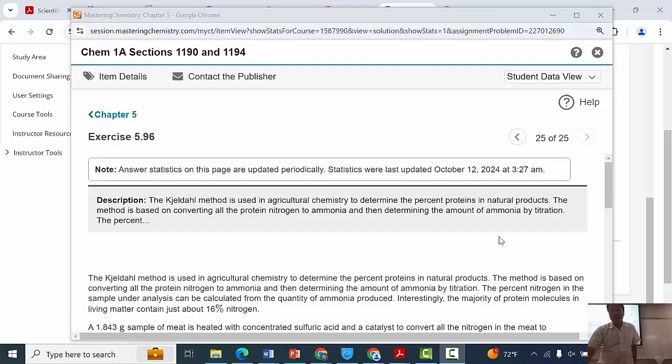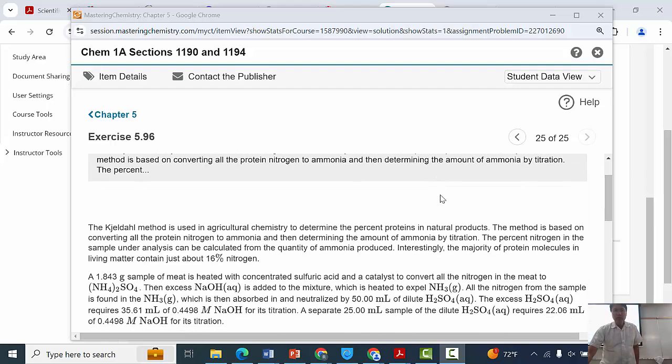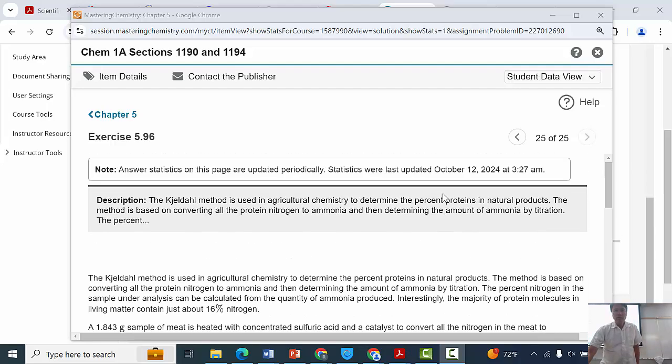So I don't know if this is a proper... What if it's concentrated? Or heated concentrated?